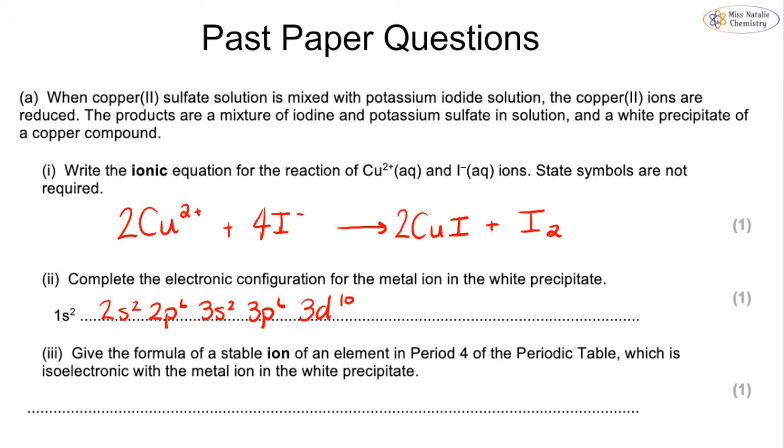And then we want to give a formula for a stable ion of an element in period 4, which is isoelectronic. So another substance that has that same electronic configuration as what the copper does. So in this case, it would be copper 1. So we want to have something that's isoelectronic. So we go to the one next to it, and that would be zinc 2+. We give that same electronic configuration.